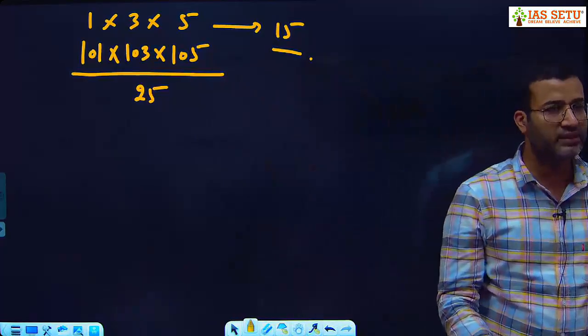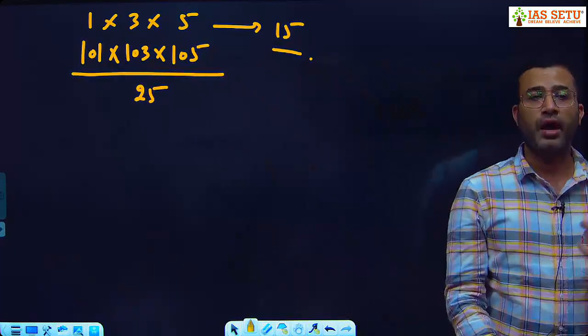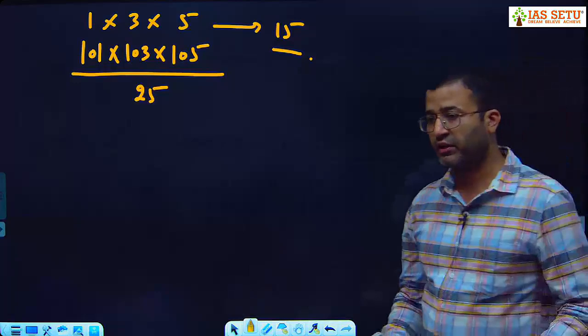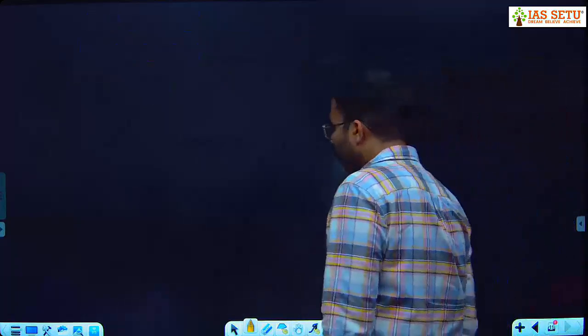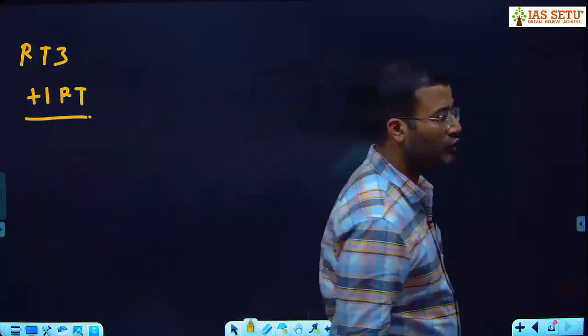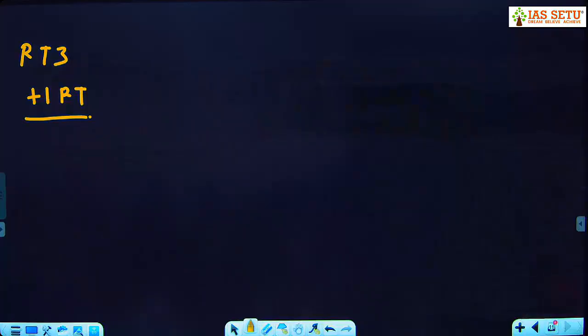This is the base for the remainder theorem topic. Now we take remainder theorem 3, 4, 5. We increase the difficulty level. Now next is remainder theorem 3, and it is also known as the +1 remainder theorem.